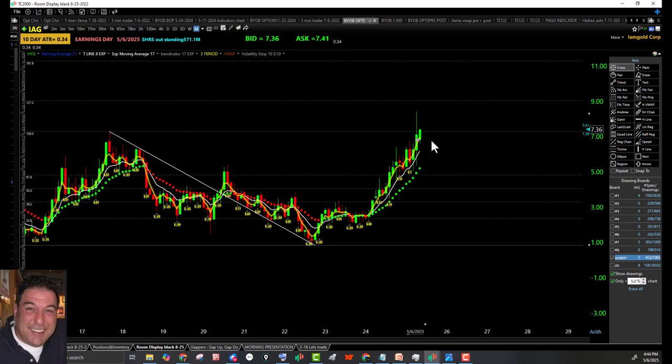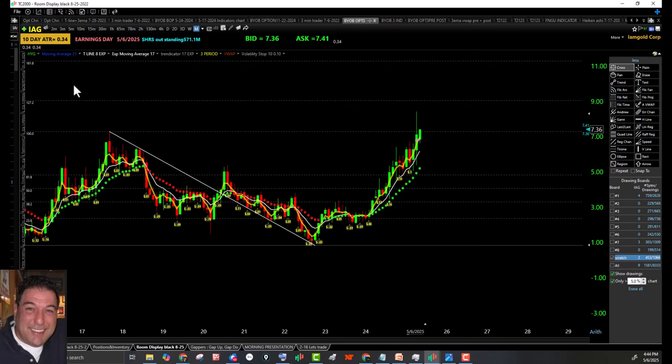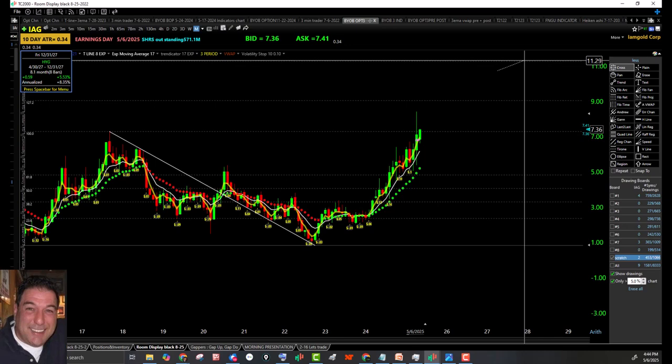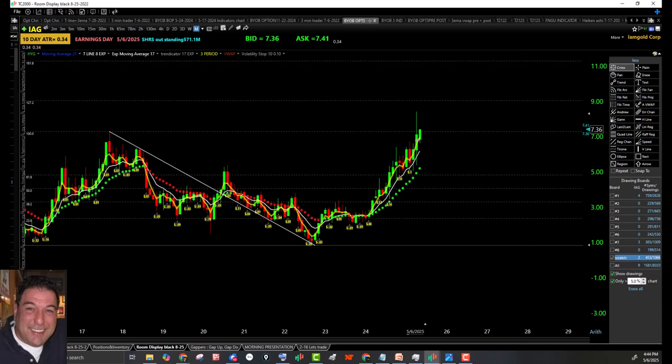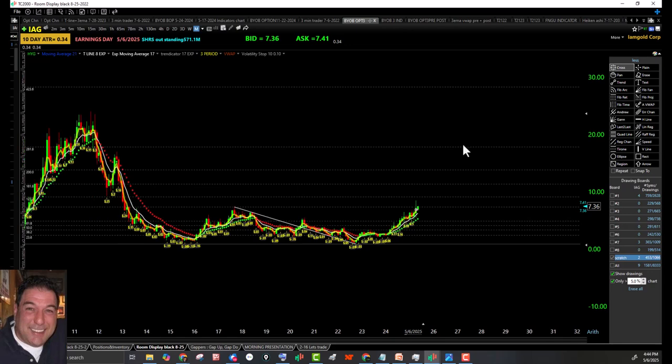Okay, you're at the 100%. The next stop up looks like $9.05, and the 161 is 11.20. About 11.20 right there. Okay, this is looking good. If it gets on top of 10 and holds, look out above.